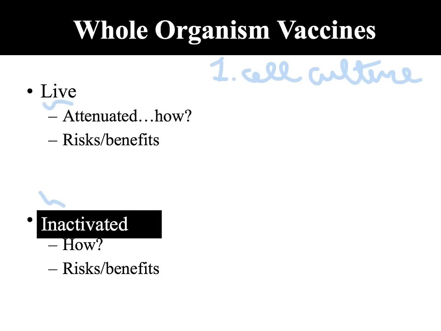In addition to that, and I would put this kind of as a subheading, there's also a trick called cold adaptation. And how this works is that you propagate cell lines that you're going to use to grow viruses at temperatures that are lower than human body temperature.